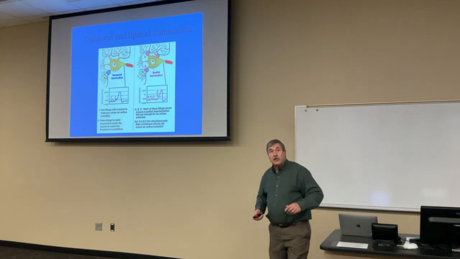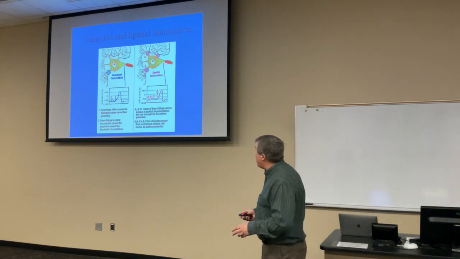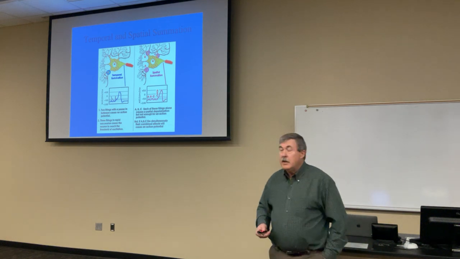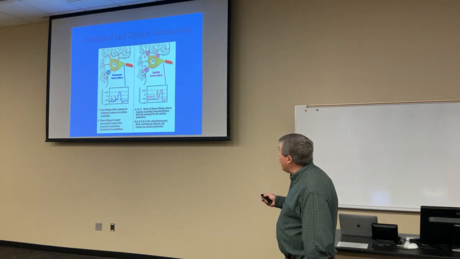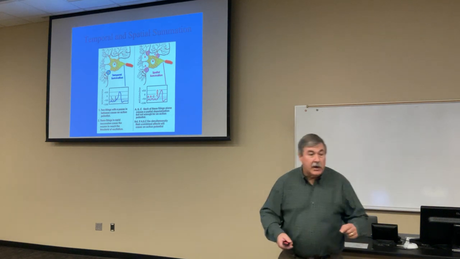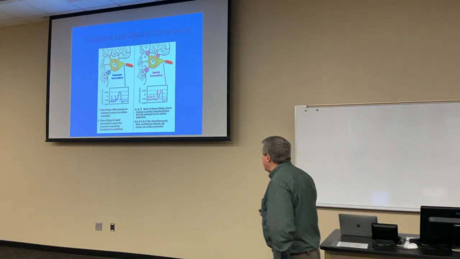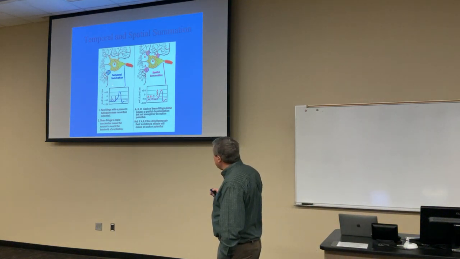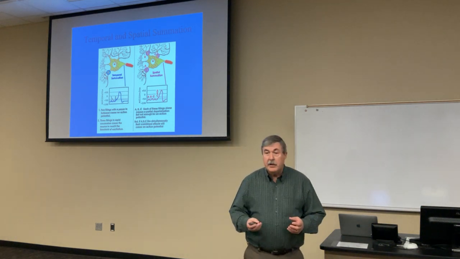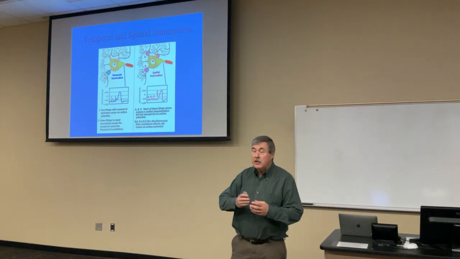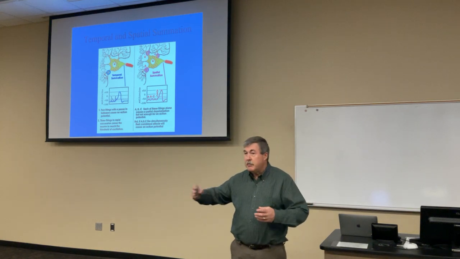So, there's two different kinds of summation. There's temporal summation and there's spatial summation. Temporal summation can result from a single presynaptic neuron stimulating a postsynaptic neuron. So what happens in temporal summation? Temporal refers to time. So it's the stimulation of the postsynaptic neuron over time, but at a very fast rate.